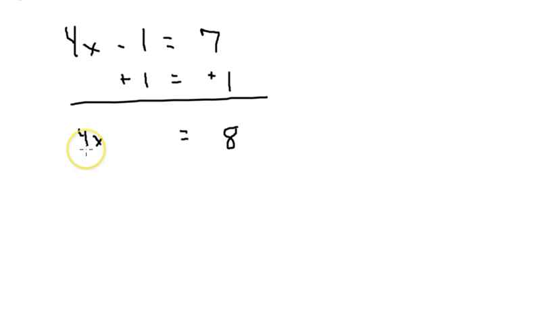We're going to identify the operation again, which is multiplication. We're going to divide both sides by 4 to cancel on this side and balance on this side. And then, of course, we end up with x equals 2.